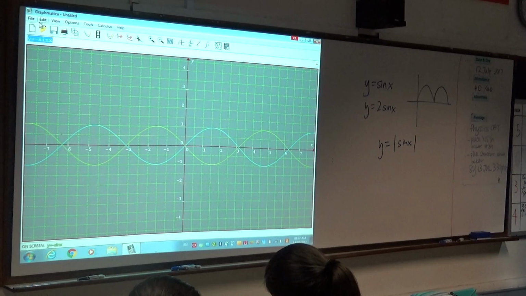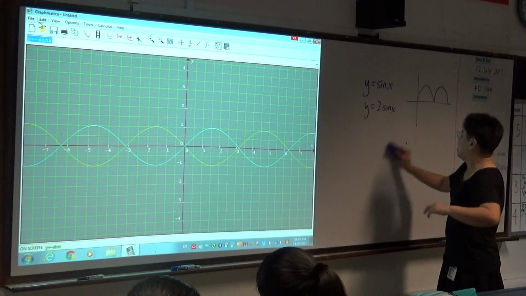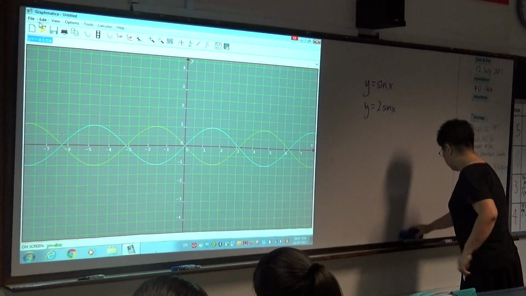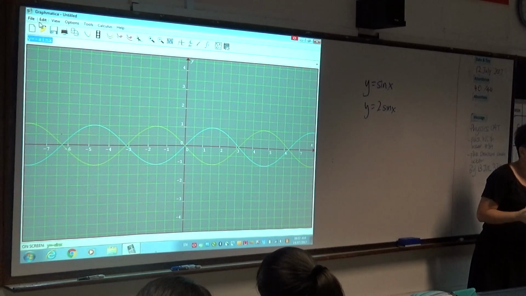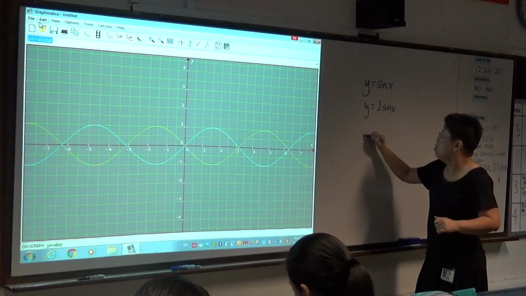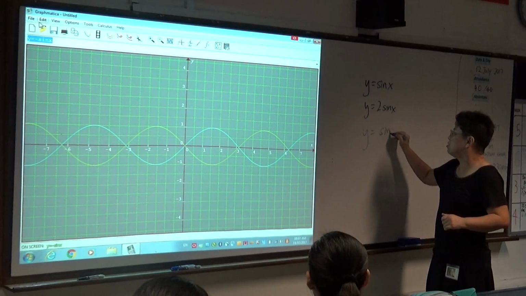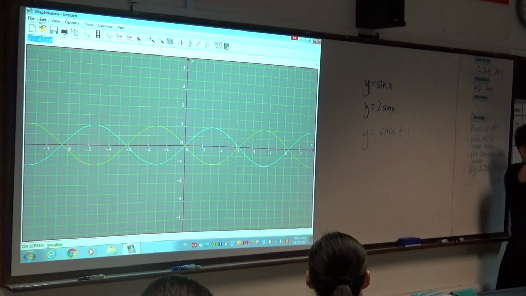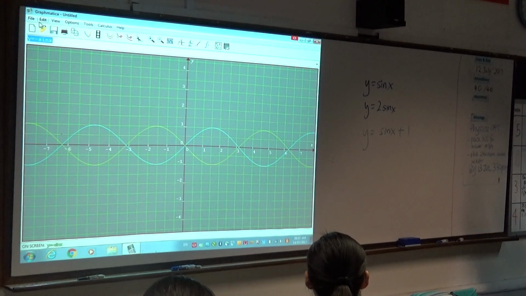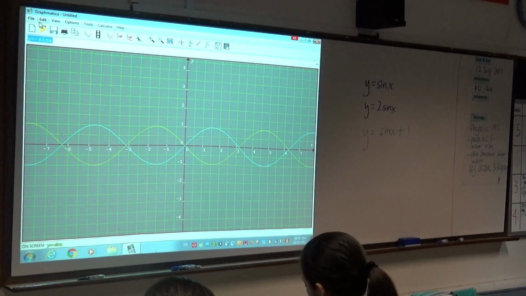Okay, then I am going on to one more thing before we continue. So you're okay with this, huh? Okay. Why is it sine 2x? There's no sine square. It's only sine 2x. Okay, now then I want to ask you, what if it's y equals sine x plus 1? What do you think will happen? Sine x already, then everything shifts up 1, okay? So, let me just show you this one.